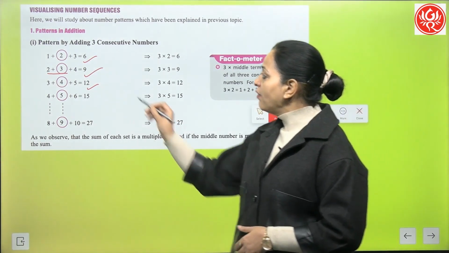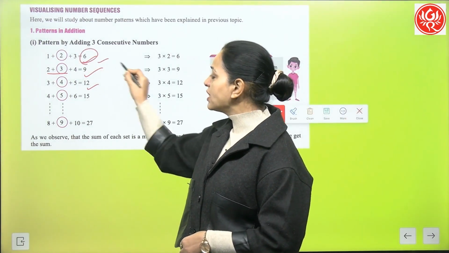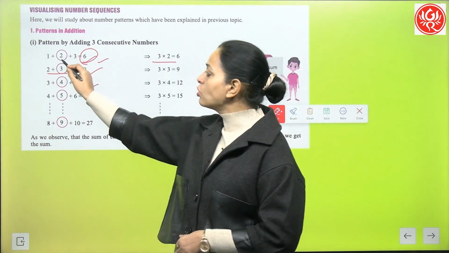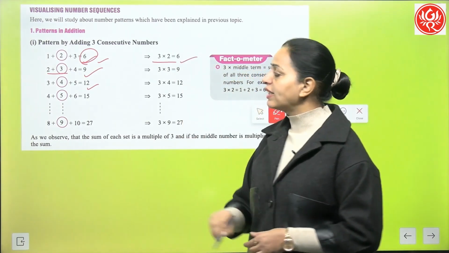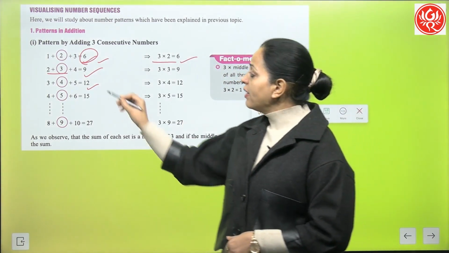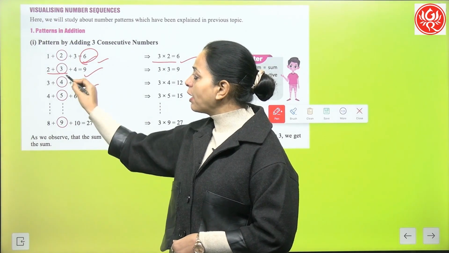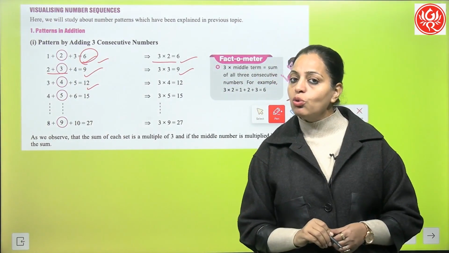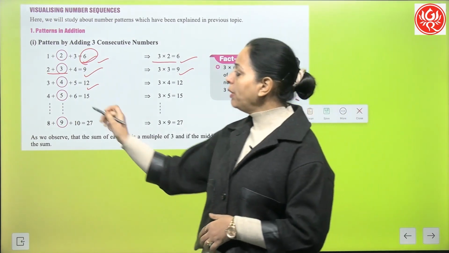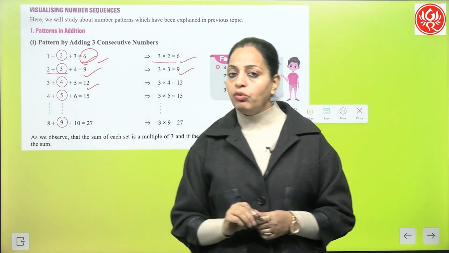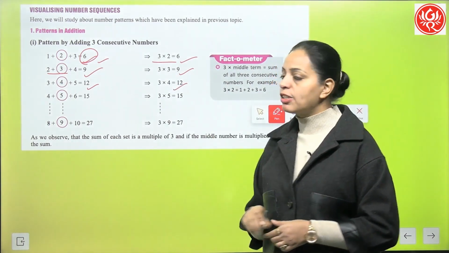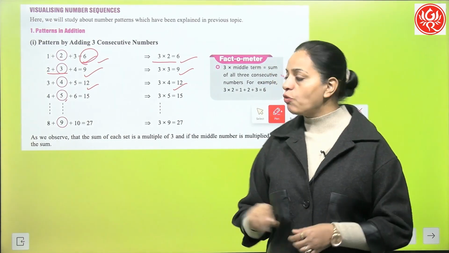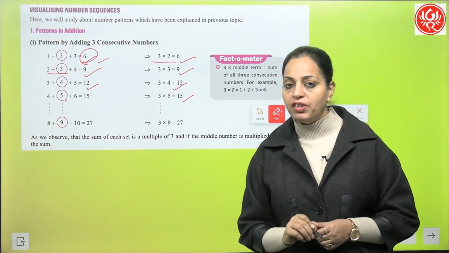Now see, this one, 6 is what? 6 is 3 into 2, that is, the middle number is 2. 3 into 2, that is 6. Okay? Now here you can see the middle number is 3. 3 into 3, sum is equal to 9. Here, the middle number is 4. So, 3 into 4, sum is 12. Here, the middle number is 5. So, sum is 3 into 5, that is 15.